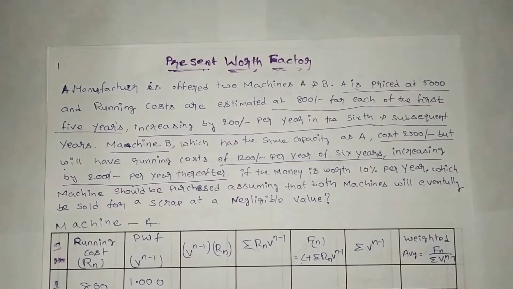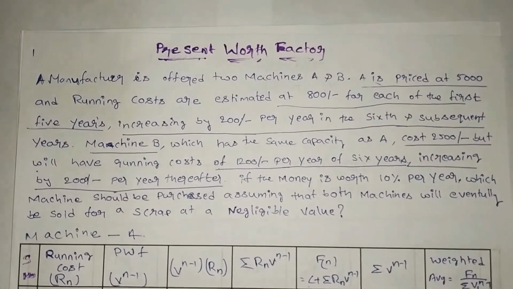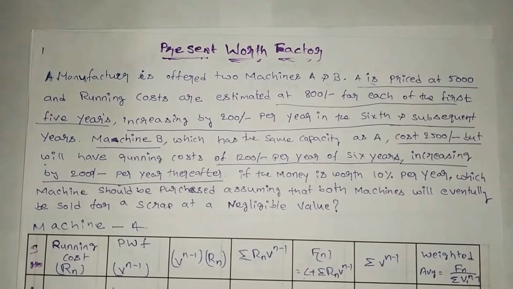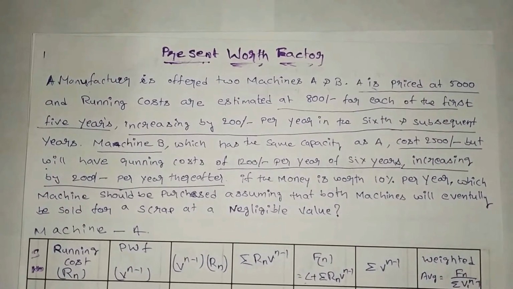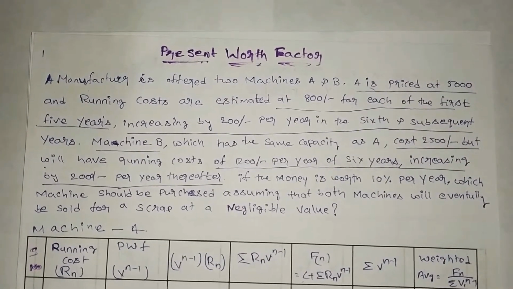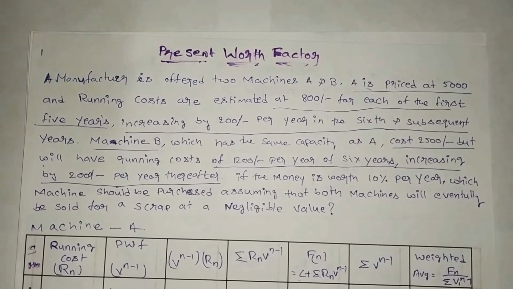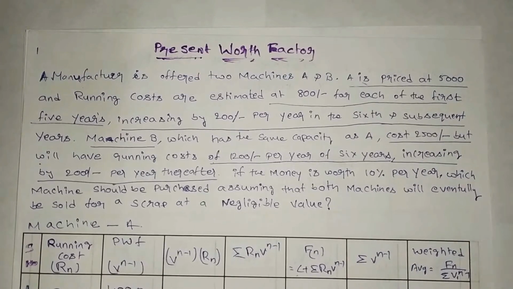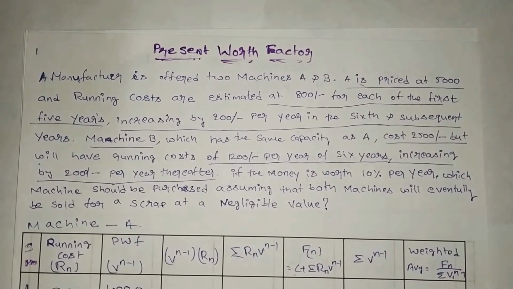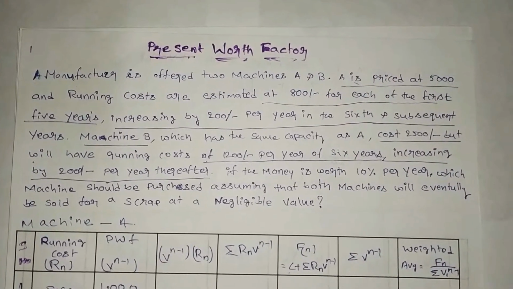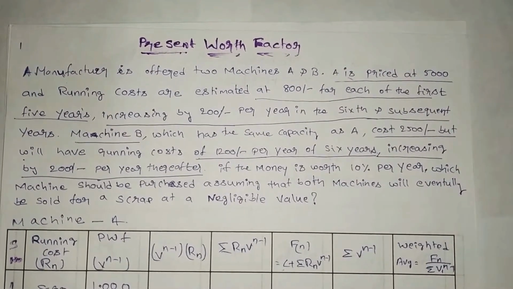Good morning, students. Today we are going to discuss worth factor in replacement. Now the question is: a manufacturer is offered two machines A and B. A is priced at 5,000 and running costs are established at 800 per year for each of the first 5 years, increased by 200 per year in the sixth and subsequent years.